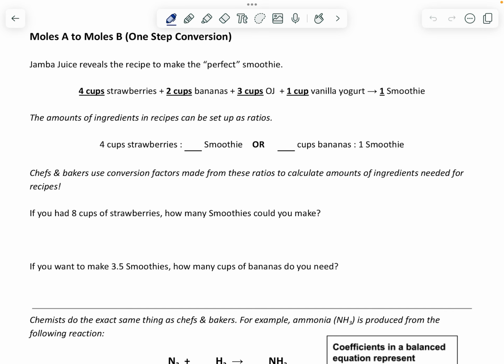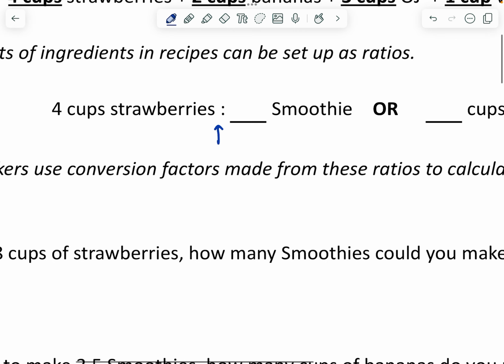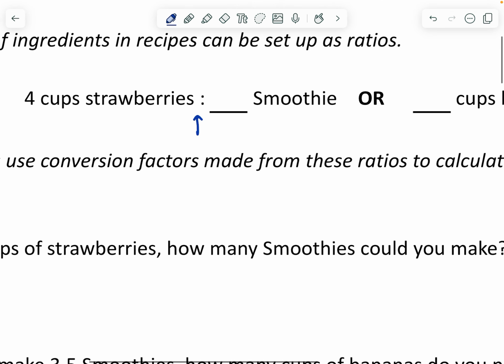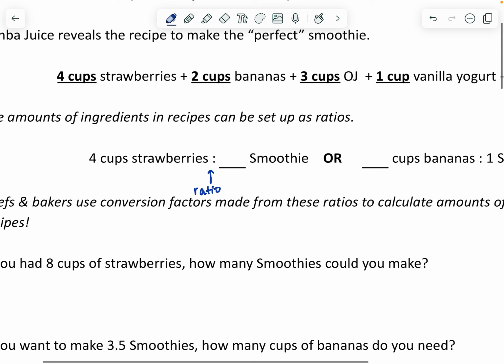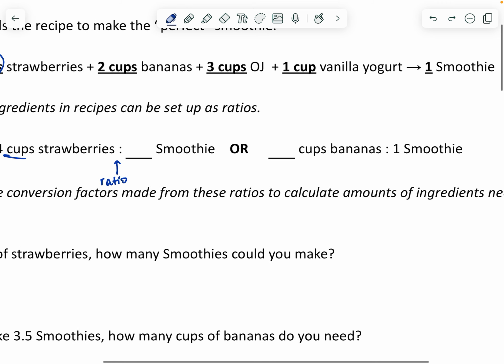So for something like this, we use this little colon here as a ratio signifier, and this would be like 4 cups of strawberries is to a certain amount of smoothies. So this is just a ratio. This signifies the ratio there. So 4 cups of strawberries, and we're talking about smoothies here, is going to be able to produce 1 smoothie.